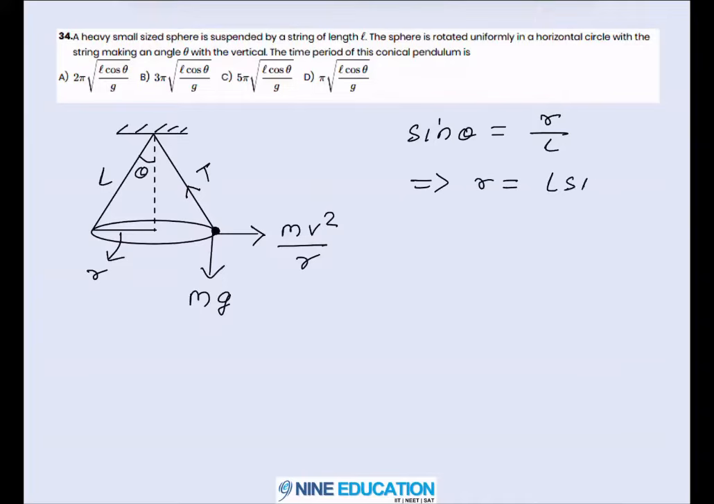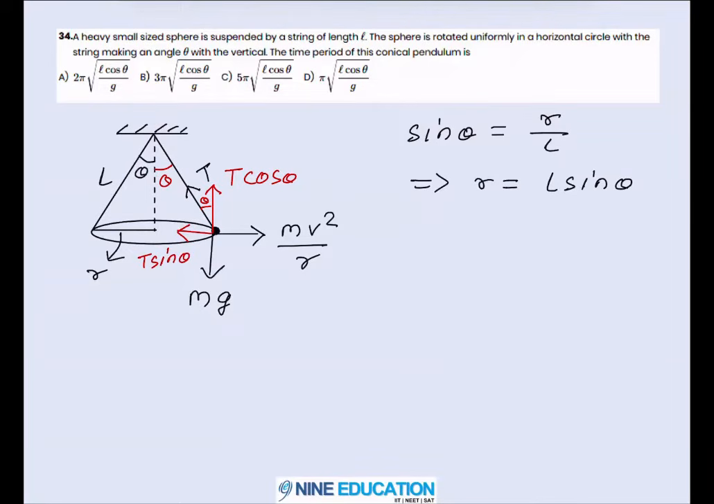R will be equal to L sin theta. Now, let us split the tension into its respective components. One component will be in the vertically upward direction, and one will be in the radially inward direction. If I assume that this angle is theta, then this angle will also be theta. That means this component is T cos theta, while the radially inward component is T sin theta.